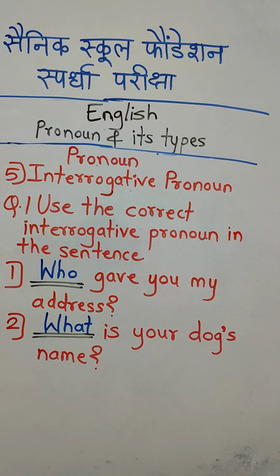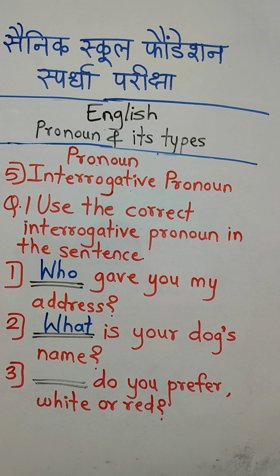Third sentence is given, dash do you prefer, white or red? Here we have been given the choice of two colors, that is white or red. And whenever we have a choice of any nouns, we are going to use the pronoun which to ask a question. That means the sentence will become, which do you prefer, white or red? In this way, we can identify the correct interrogative pronoun for the given sentence to ask a question.